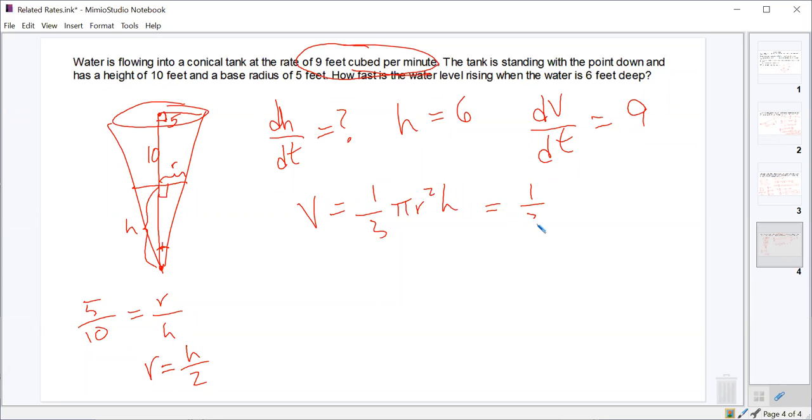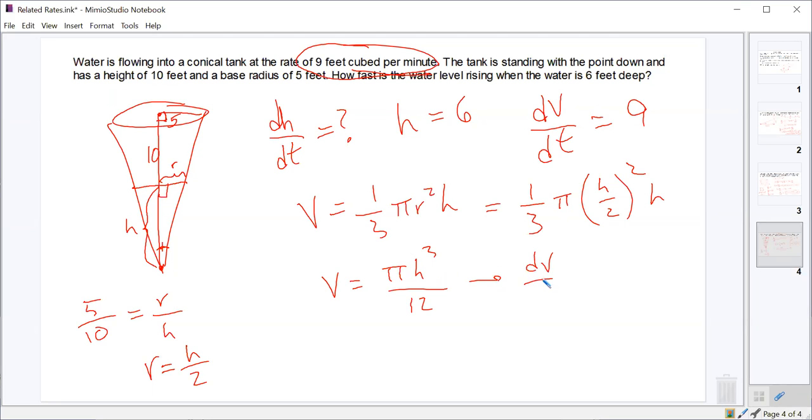Yes. So now we've got 1/3 pi times (h over 2) squared times h, or pi h cubed over 12, is our volume. And now it's all in terms of h. What should we do next? Take the derivative with respect to t.